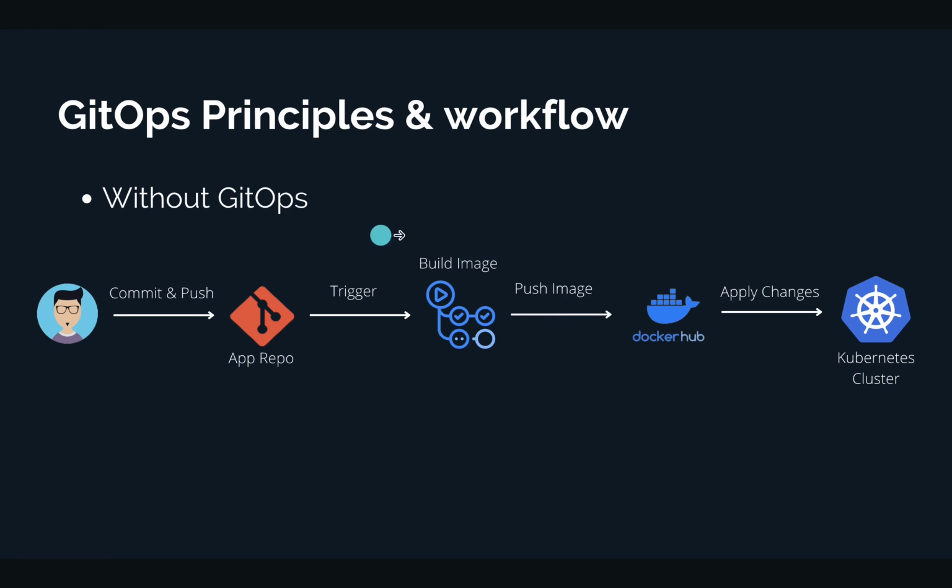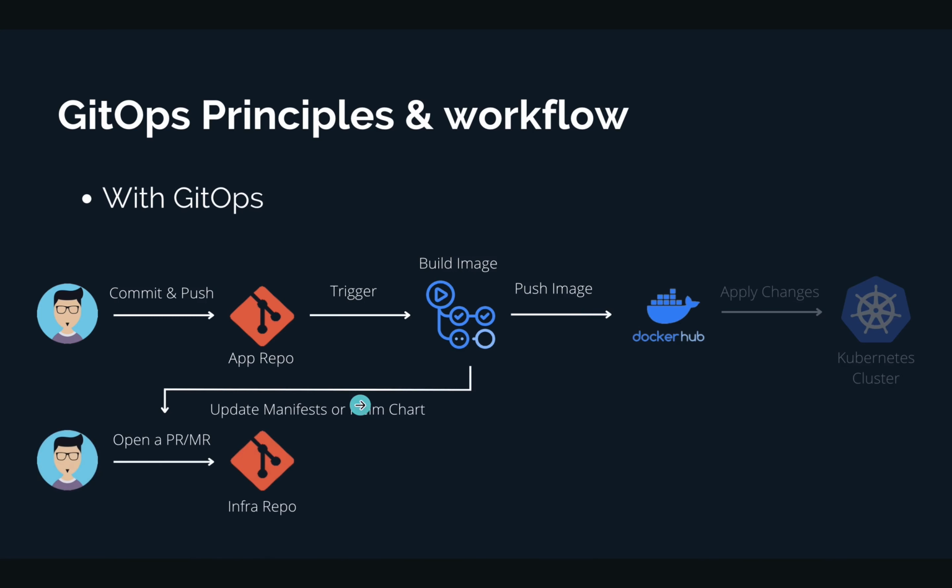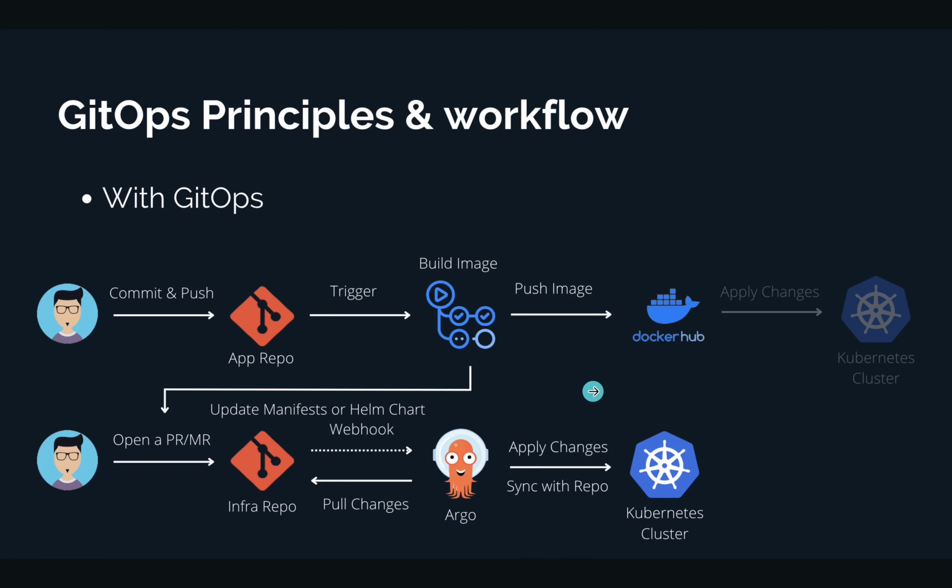With GitOps, we actually delay this step. So we don't apply these changes manually to the cluster. Instead, we update our infrastructure repository. So we update the manifest files or the Helm chart that is stored in our infrastructure repository. Then we open a pull or merge request to verify the changes. If everything is fine, we notify the agent, and then this agent will pull these changes, approve them, and apply them in the Kubernetes cluster, and at the same time keep synchronizing it with the repo. So this is how it works with GitOps.